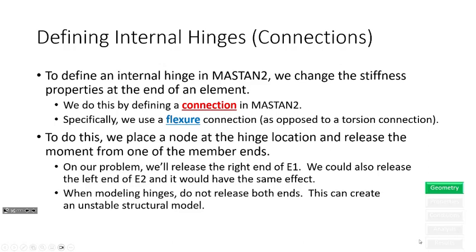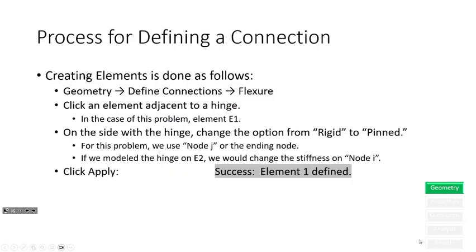You're going to have a homework assignment, I think, that has a hinge, so you need to only release one. The way that you do that is, once you've created your elements, go to the geometry menu, go to define connections. You're going to go to element 1 and create a flexure connection on the J node, or the second node, and you just change the option from rigid to pin. The way it's notated in MASTAN, it's node I to node J, so J being the second node. If we were doing it on element 2, we would use node I on element 2.